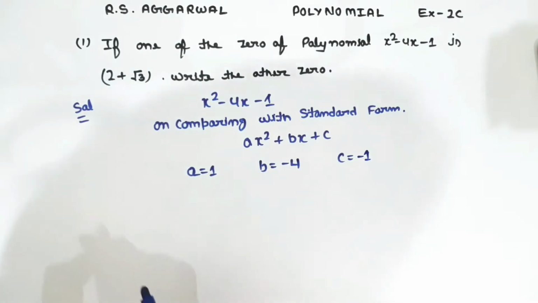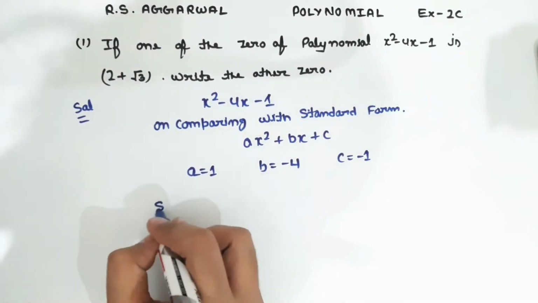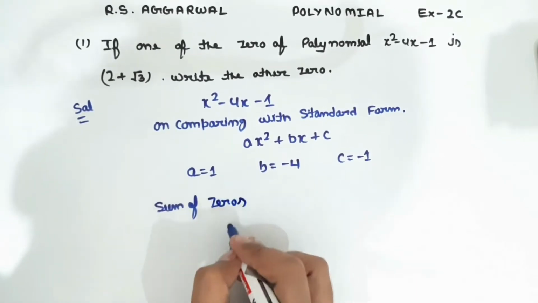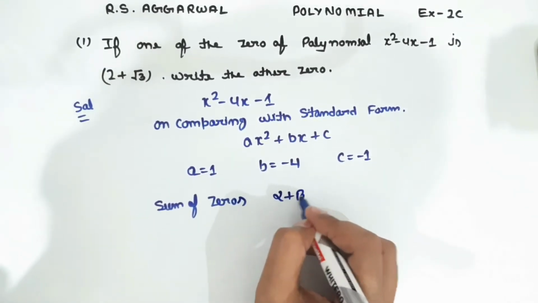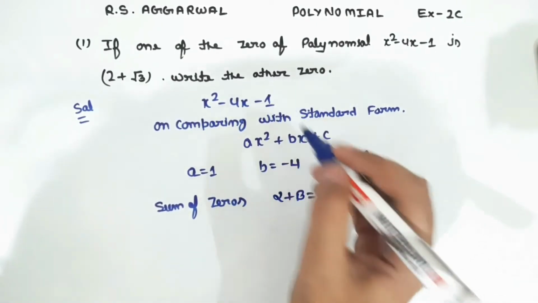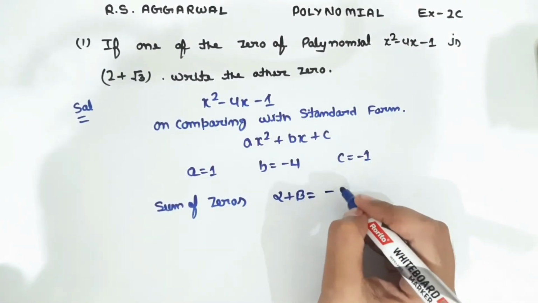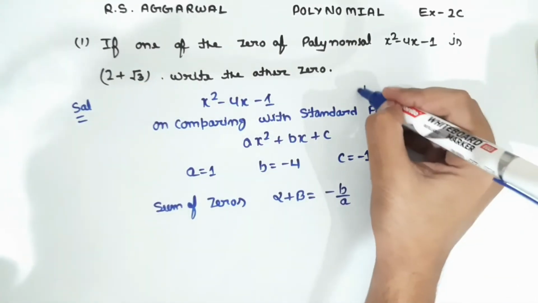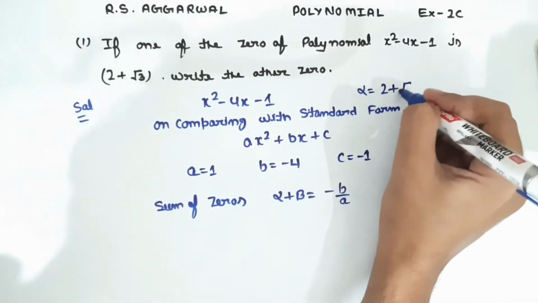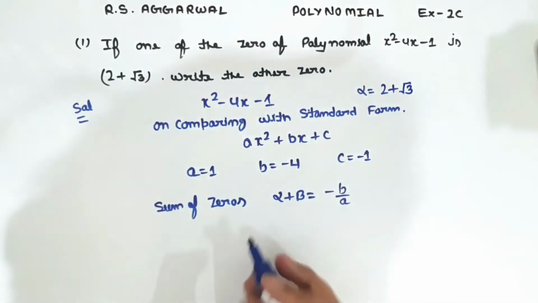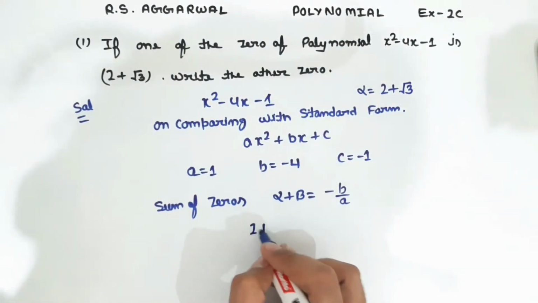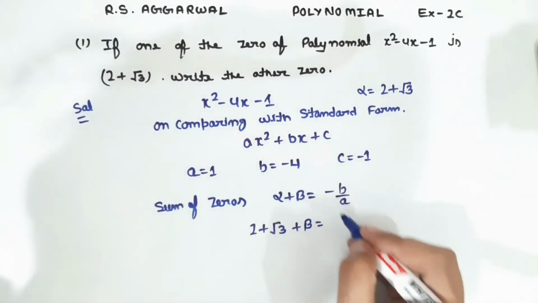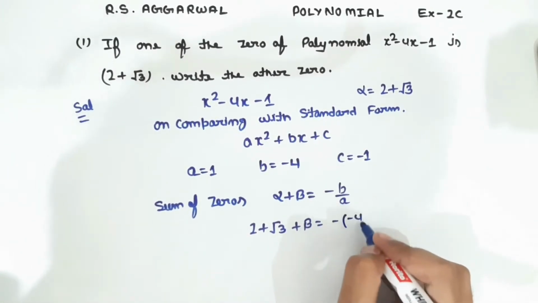And we know that the sum of zeros, alpha plus beta, is equal to minus b upon a. So we are given one zero alpha, that is 2 plus root 3. We have to find the other zero beta. So put here 2 plus root 3 plus beta equals minus b upon a, that is minus of minus 4 upon 1.